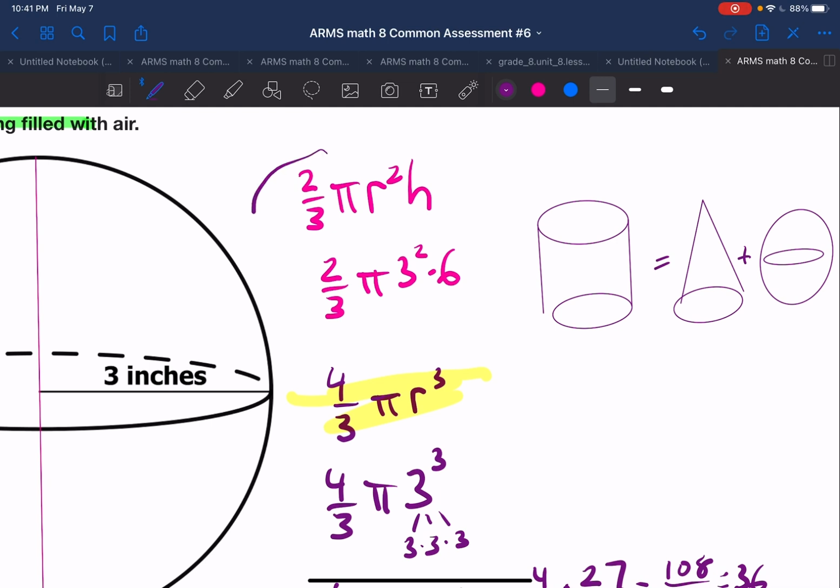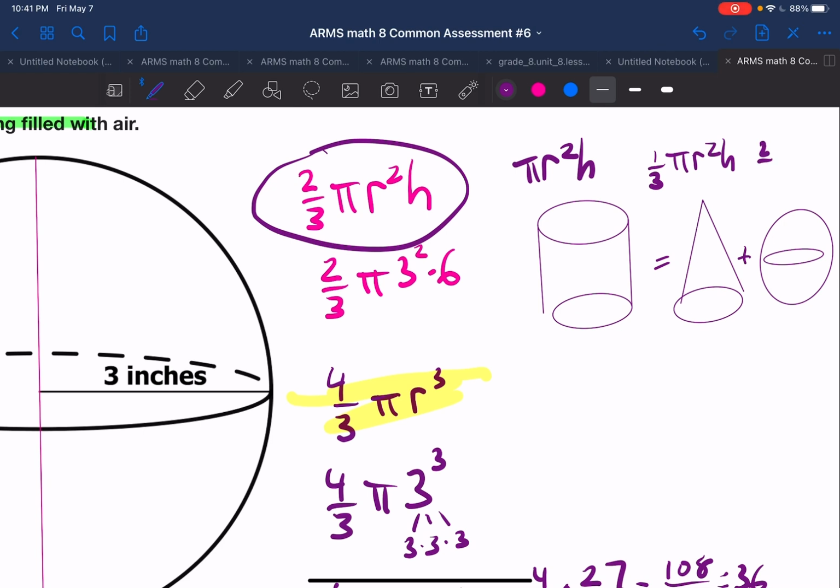So that's why you can use this original formula, right? The cone is, well, the cylinder is pi radius squared height. The cone is 1/3 pi radius squared height, because it's a third of the thing, and the sphere is 2/3 pi radius squared height. So if you remember it that way, do it that way. This is just kind of the shortcut way, and that's it.